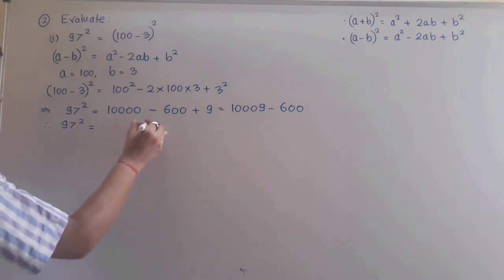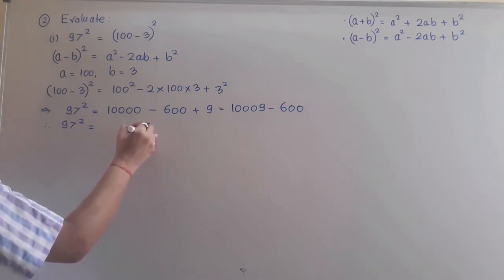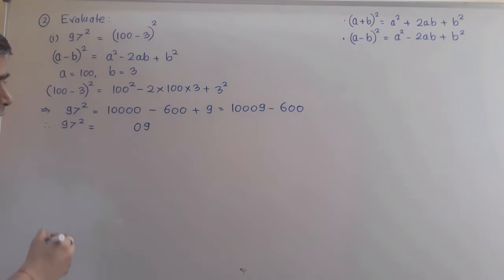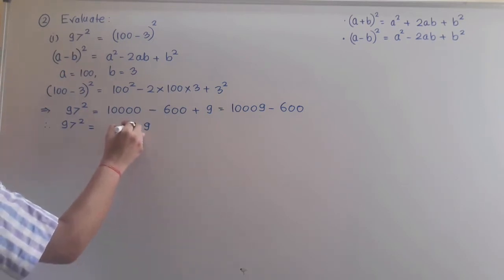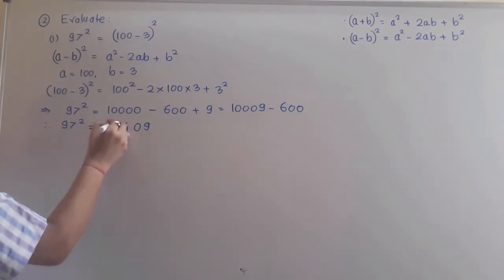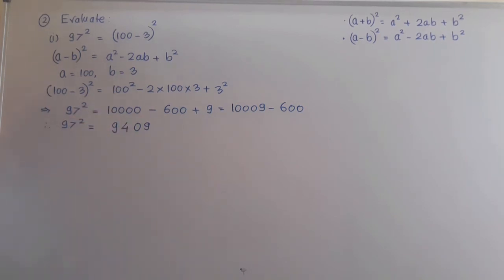So 9 minus 0, that is 9. 0 minus 0, that is again 0. And then 10 minus 6, that will be 4. Carry 1. 10 minus 1, here 9. I think the answer will come here 9409. Okay. Let us see one more question of similar kind.